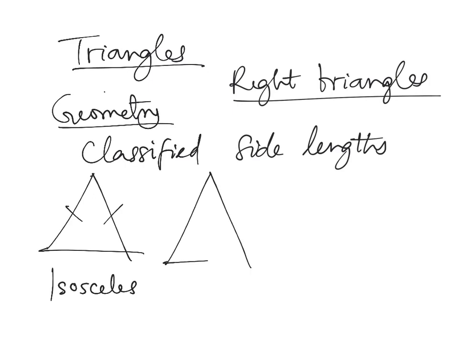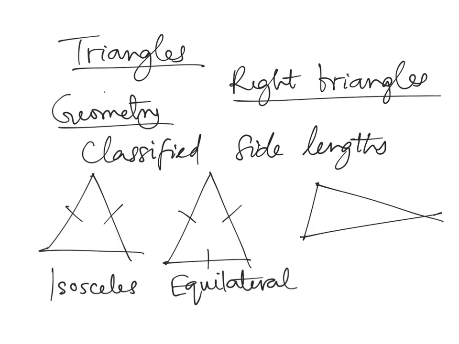Then you have a situation where they're all equal, right? This is not drawn to scale, and that is called an equilateral triangle. Then you have a situation where none of the sides are equal, and it's called a scalene triangle, right? So you have isosceles, equilateral, and scalene. Basically, that is a breakdown.